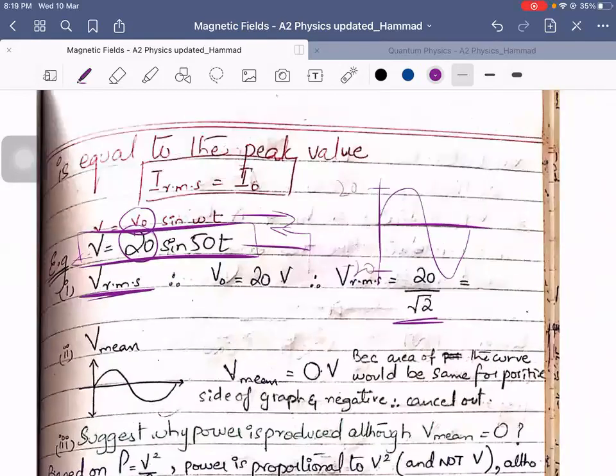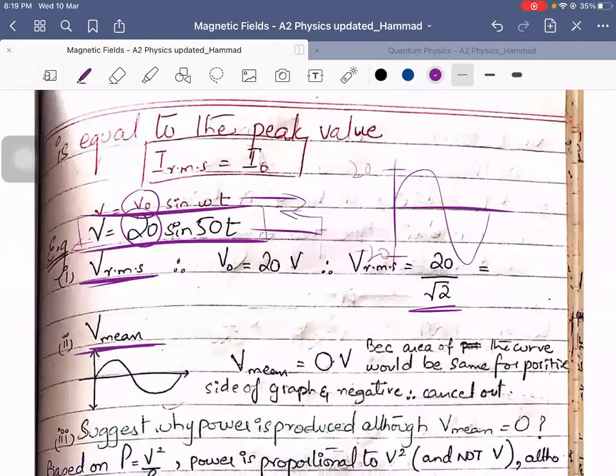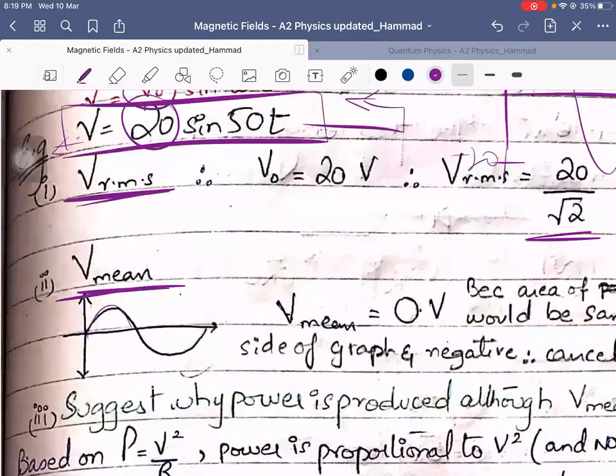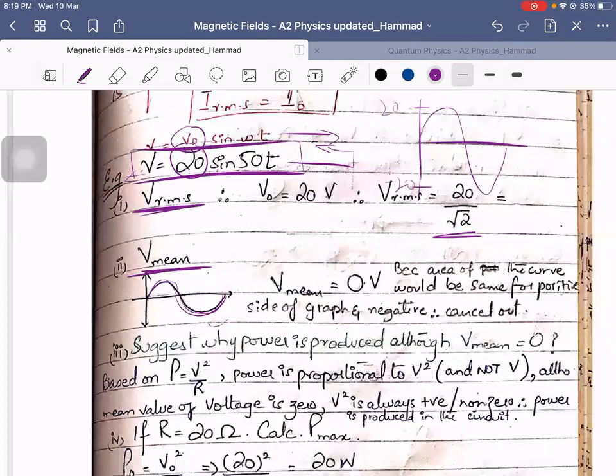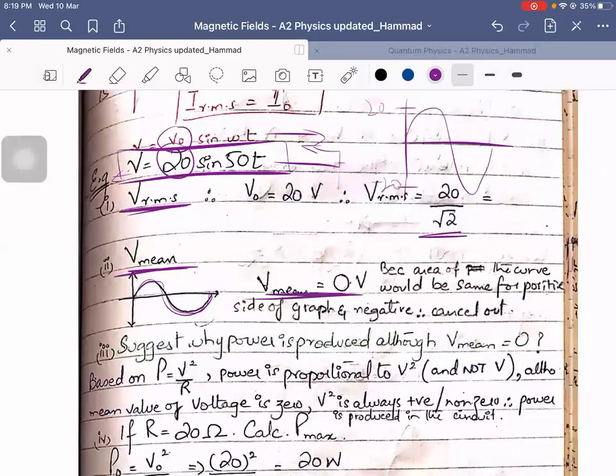If you were asked the mean value, you need to understand that it is a symmetrical wave. So that cancels out. Whatever is for the first part is also for the next part, right? So V mean is 0.